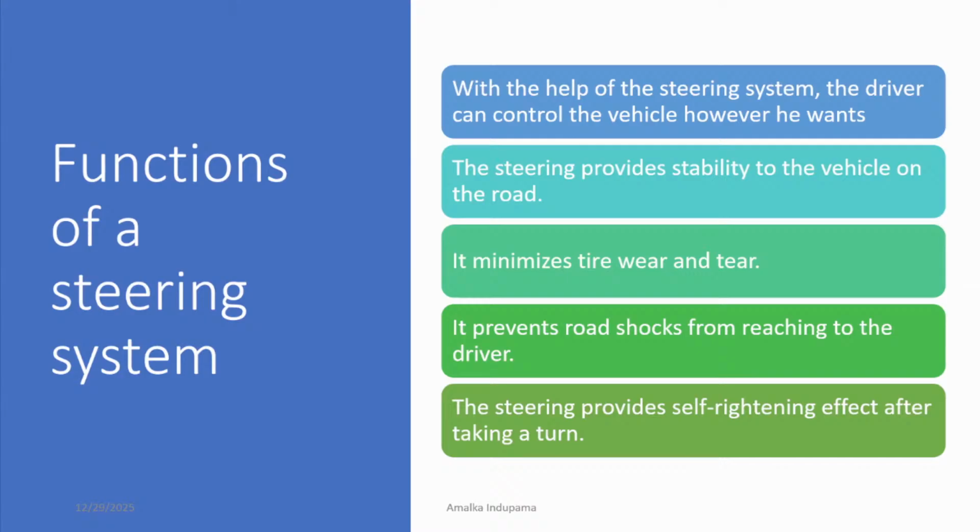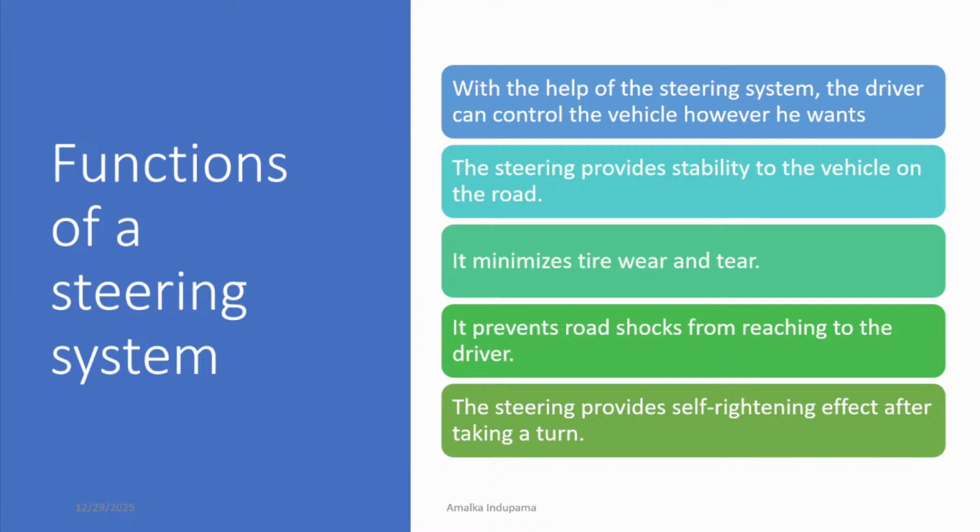So that gyroscopic couple will also increase the stability of the automobile. Then the third point: it minimizes tire wear and tear. Whenever we take a bend, by changing the turning angles of the front wheels or rear wheels, we can simply turn the vehicle.